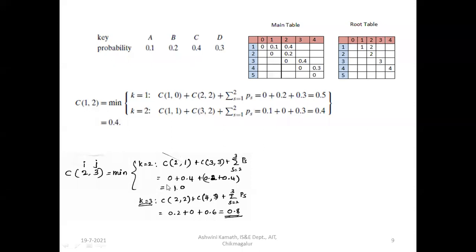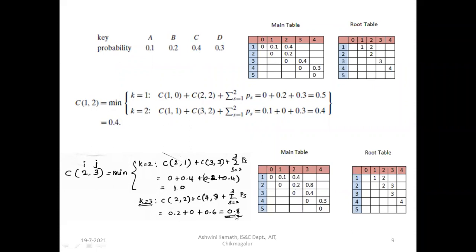And from the main table, you consider this: 2, 1 is 0 plus 3, 3 is 0.4. So 0 plus 0.4 plus 0.6 is equal to 1. When k is equal to 3, we are getting the value 0.8. Among these two, the minimum value is 0.8, and for k is equal to 3 we have got the minimum value.